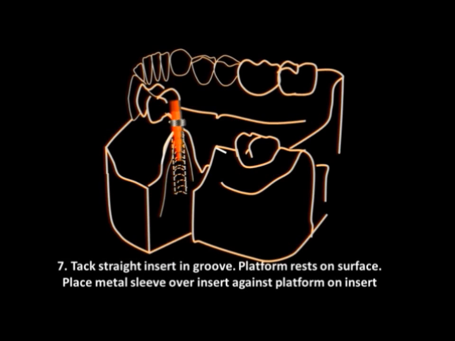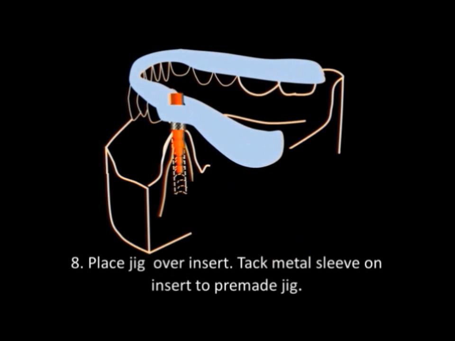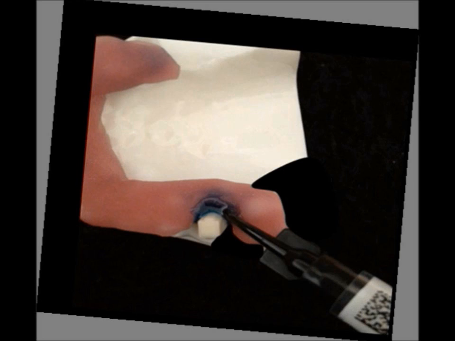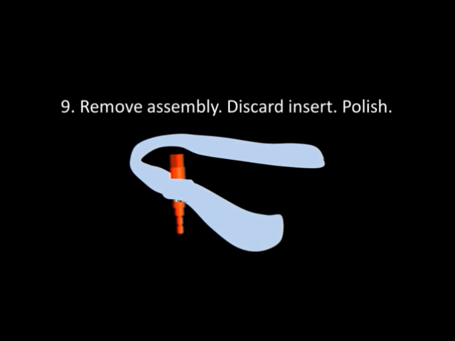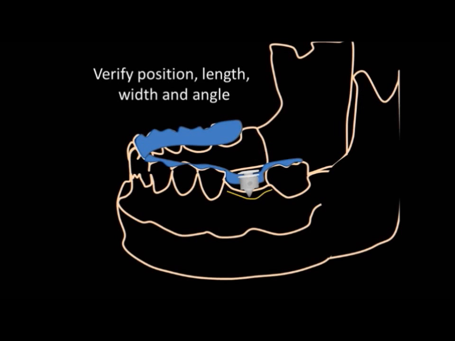Then carefully place the jig over the insert so that it fits firmly against the model without dislodging the insert. Then tack the insert to the jig, making sure that you don't get any bonding material on the insert itself, because you do want to remove it from the metal sleeve. Remove the plastic insert from within the metal sleeve. That will leave you with a prefabricated jig with the metal sleeve now attached to the jig.